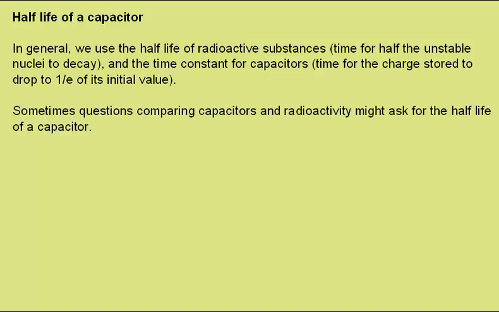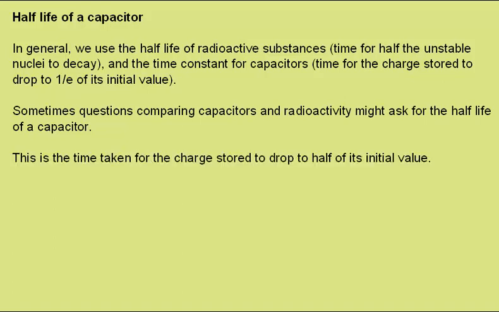Sometimes exam questions will compare capacitors and radioactivity, and they might therefore ask for the half-life of a capacitor. This is the time taken for the charge stored to drop to half of its initial value. So starting with the equation Q equals Q0 e to the minus t over RC, at the half-life, Q over Q0 will equal a half. So we can write that a half is equal to e to the minus t over RC.